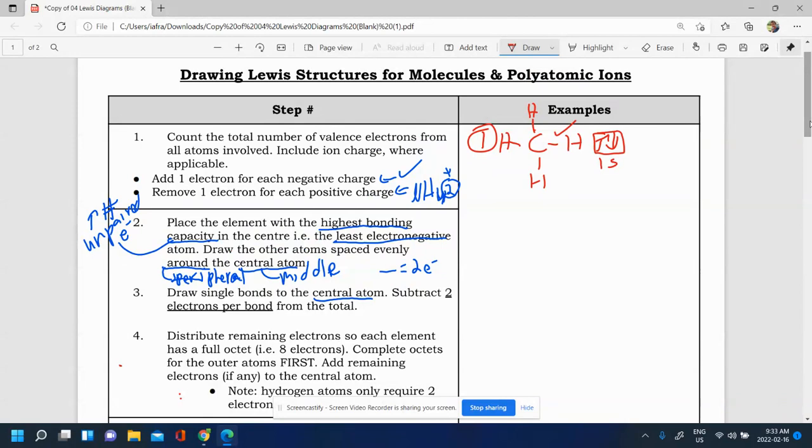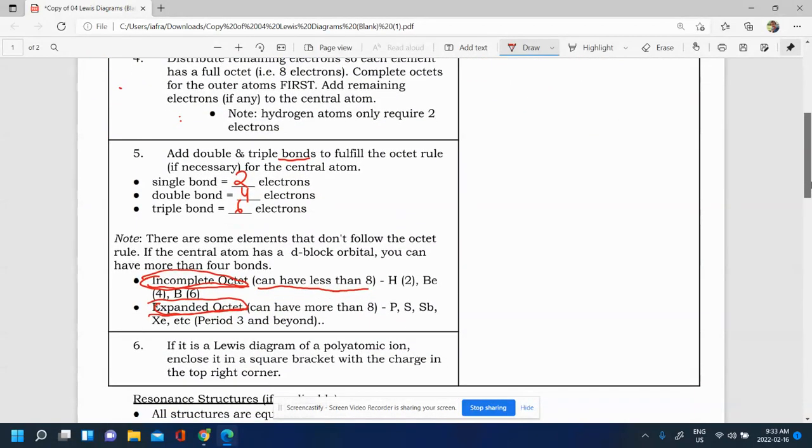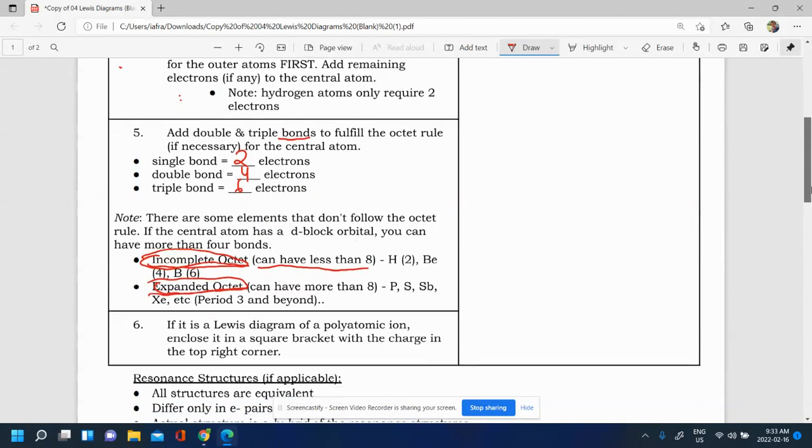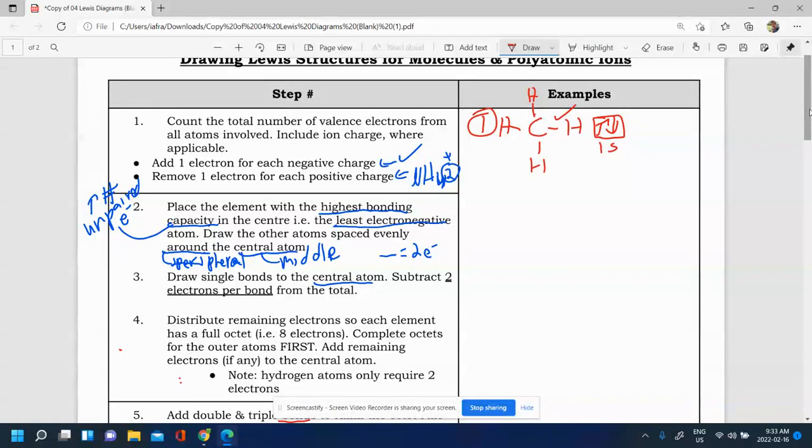But there are some elements that have more than one shell. So their valence shell is not their first one, like hydrogen. And they are still happy with having less than 8 electrons in their valence shell. And those two that you need to memorize are beryllium and boron. Beryllium is happy with 4 electrons in its valence shell, and boron is happy with 6 electrons in its valence shell. So let's go take a look at an example.